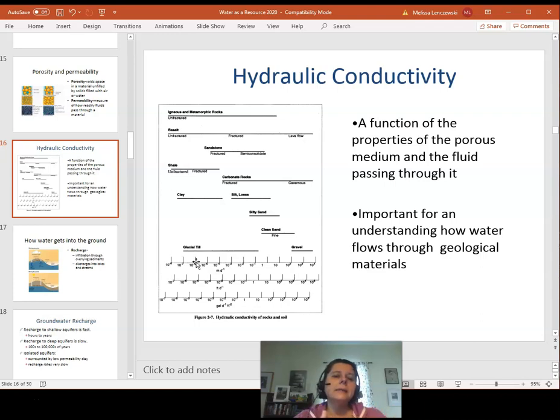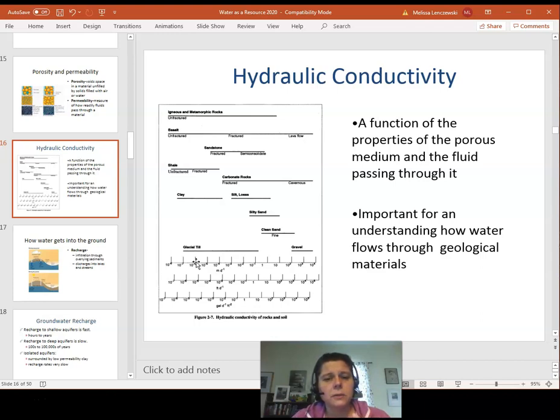So hydraulic conductivity is very important to understand. It's how easy it is for the water to flow through. It's related to permeability. There are equations that relate permeability, porosity, and hydraulic conductivity all together. We're not getting into that in this class, but if you took a hydrogeology class or a groundwater class, you would see the equations that show the interconnection between these. But for this class, understand the difference between porosity, permeability, and hydraulic conductivity.